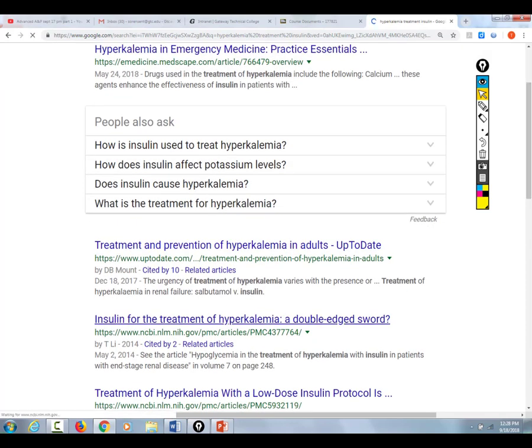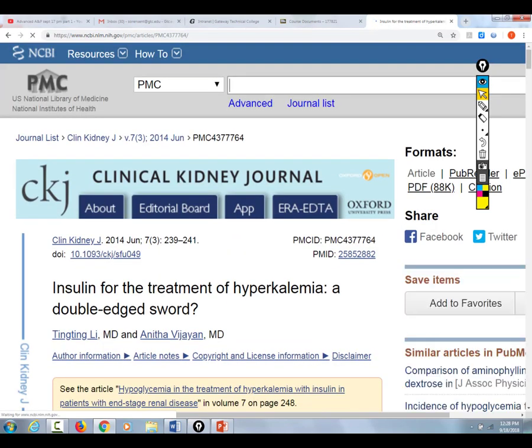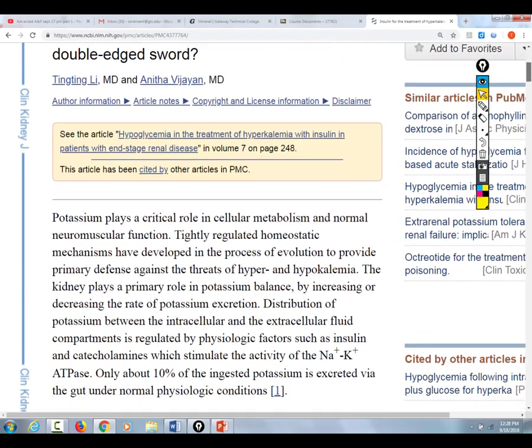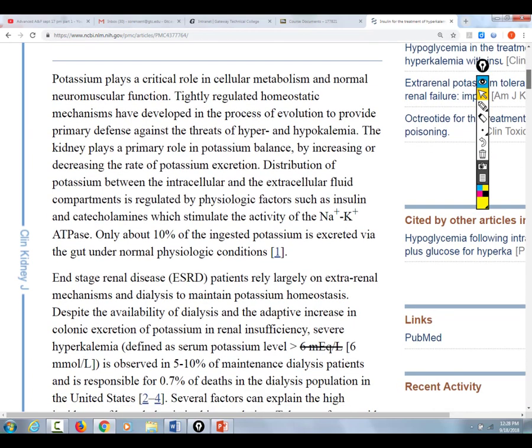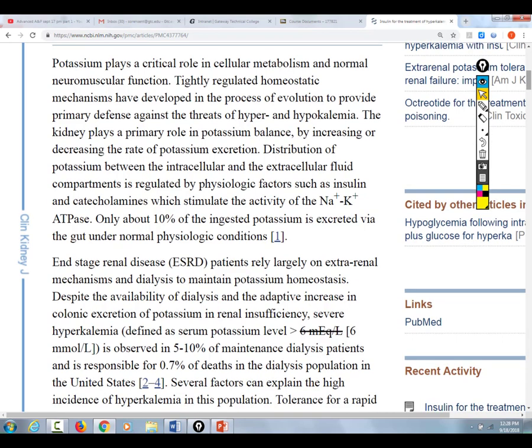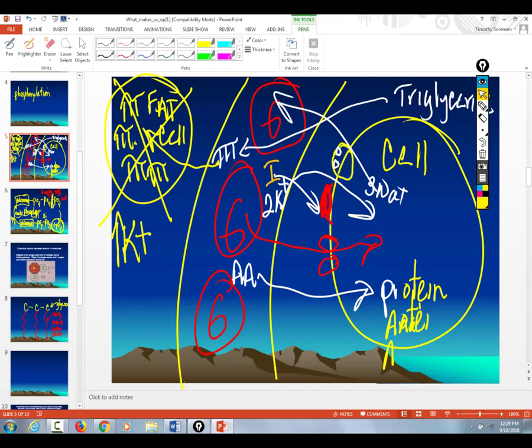There we go. The treatment for hyperkalemia, high potassium in the blood, is factors such as insulin, which stimulate the activity of the sodium-potassium pump, pumping the potassium into the cell. You got me? All right. How many functions of insulin did I give you? Five.